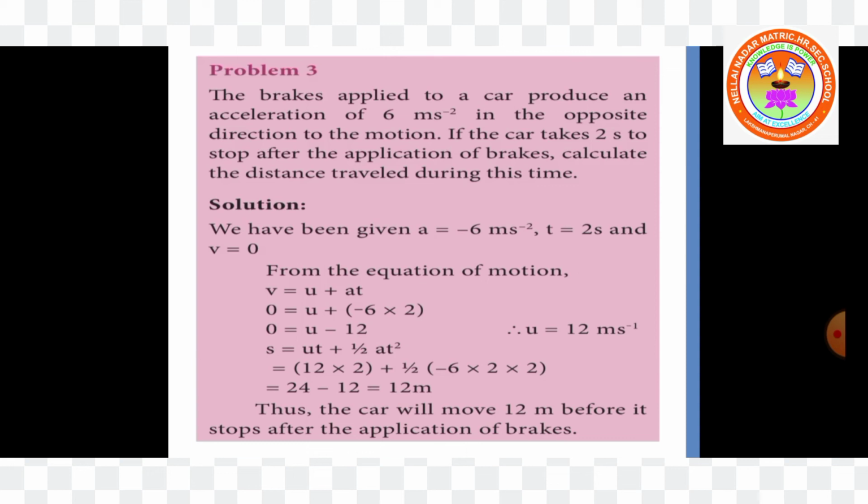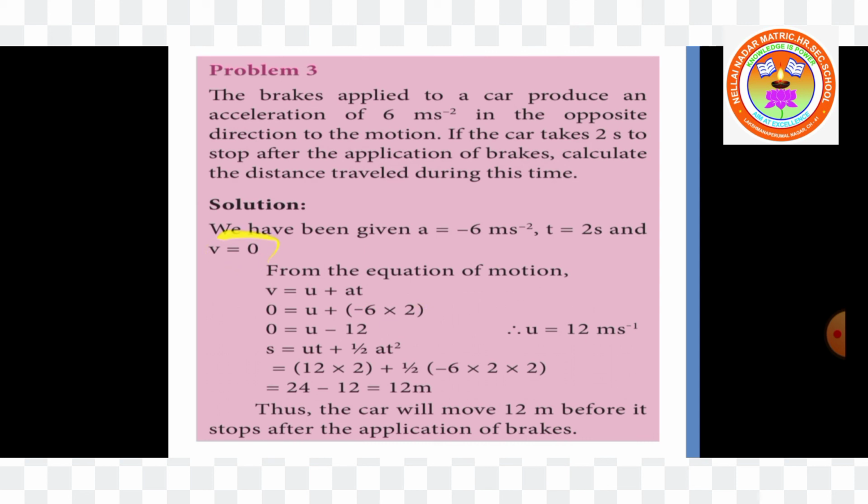Okay students? Right. From the equation of motion, we know that the final velocity v is equal to u plus at. We know the final velocity, so by using the first equation, we are going to calculate the initial velocity. Why do we need the initial velocity? Because we need to calculate the distance traveled during this time. What is the formula for the distance? s is equal to ut plus half at square. You know the values of a and t, but you don't know the value of u. So to calculate the initial velocity, first we take the first equation of motion, that is v is equal to u plus at.